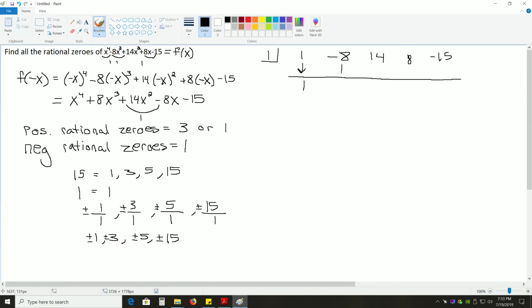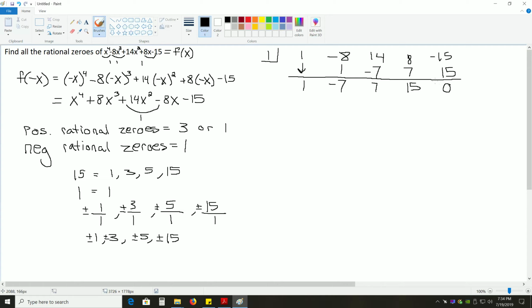1 times 1 gives us 1. We add that to the number above. That gives us negative 7. And we repeat the process. Negative 7 times 1 is negative 7. Plus 14 is positive 7. Times 1 is just 7 again. Plus 8 is 15. Times 1 is 15 again. Plus negative 15 is 0.